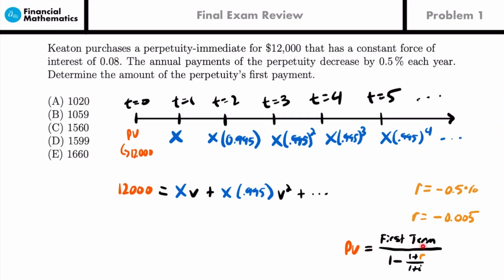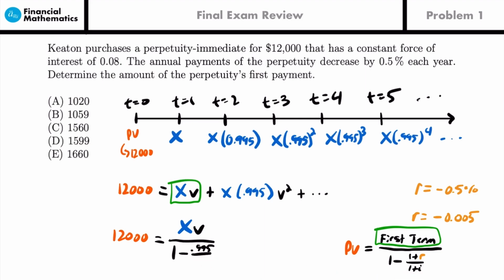In this case, the first term of our equation is x times v. All right, so that is what is going to go in the numerator of our calculation here. So if we set this up, we know that 12,000 will be equal to that first term of x times v divided by 1 minus 1 plus the inflation rate, which would be 1 minus 0.005. So that'll just get us 0.995. And then we're dividing by 1 plus the interest rate.